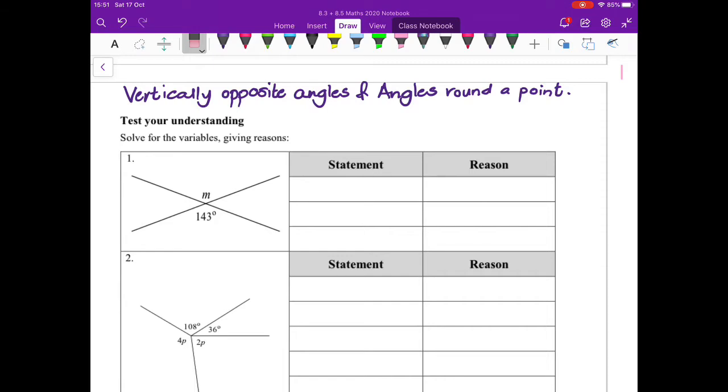Let's look at the test you're understanding to see how well you did. First thing I do is the ruler test. Are these straight lines? Yes, they intersect each other, and M and 143 are vertically opposite. So M equals 143 degrees. Reason: vert op angles.